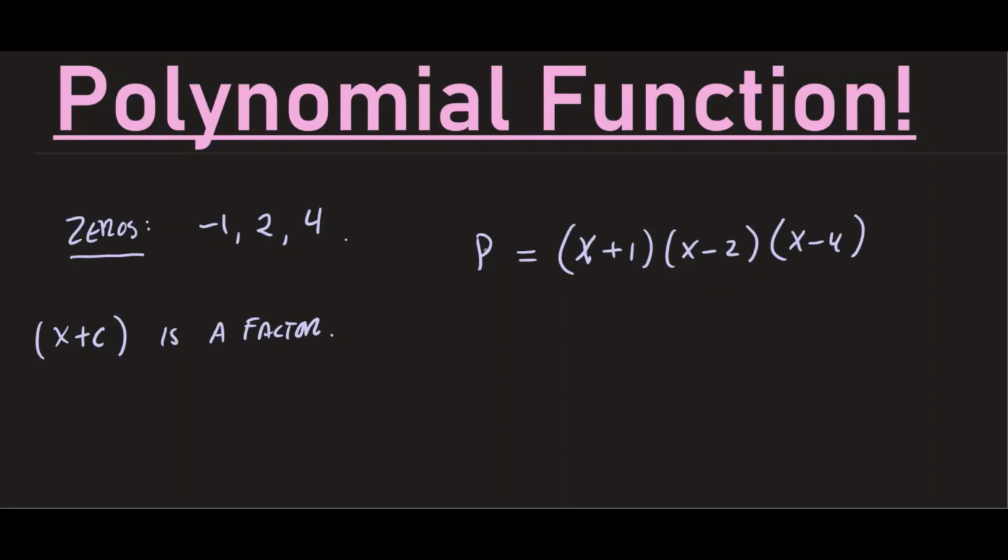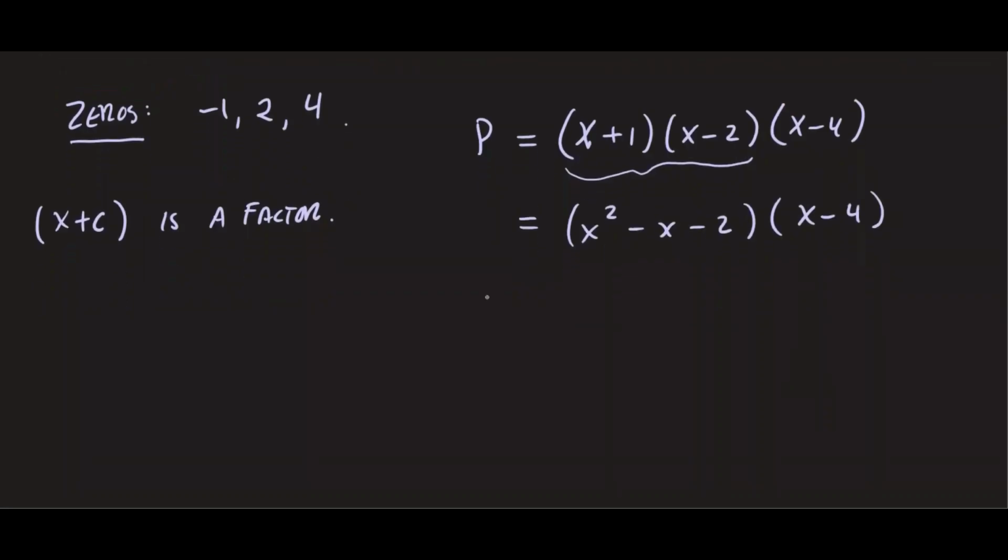Now, of course, you want to go ahead and multiply everything out to write the polynomial function in a better form. So let's go ahead and multiply. I can multiply these two first, so you'll have x squared minus 2x plus x, that will be minus x minus 2. And then I can multiply this with my last factor, which is x minus 4. So now by distributing the last term out, we're going to get our polynomial to be x cubed, and I'm distributing x to every single term in the first parentheses, minus x squared minus 2x.